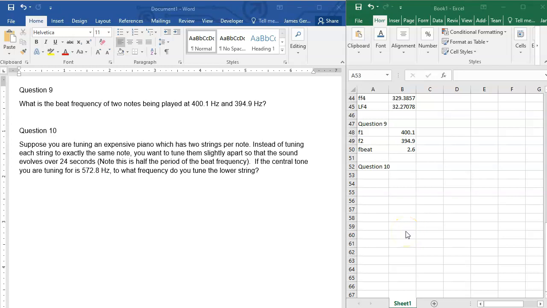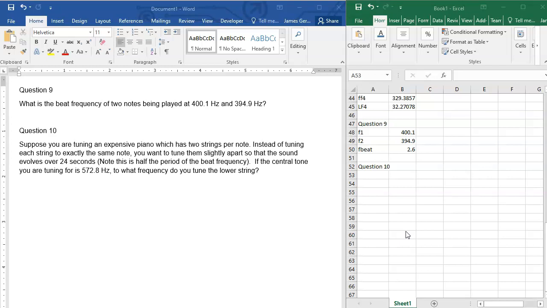Last question. This one is also about beat frequencies. We're talking about a piano, and on a really good piano, you have two strings that you're hitting with the hammer instead of one, and you don't tune them to exactly the same note. You tune them ever so slightly apart so that the sound evolves over time. We're going to talk about that a little bit.